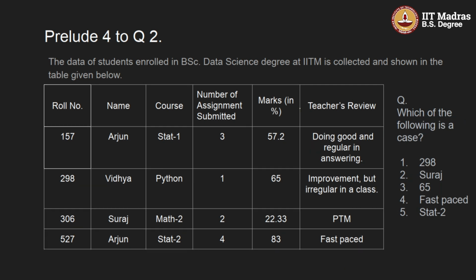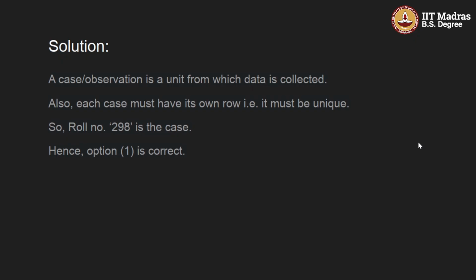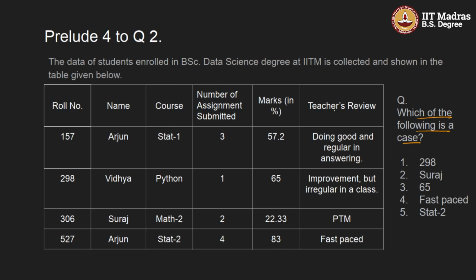Now the next question is, the data is same as before, and the question is, which of the following is a case? Options are 298, Suraj, 65, fast-paced, and SAS2. We know that a case or observation is a unit for which we collect the data, and each case must have its own row and it should be unique. Here we have collected the data for different roll numbers. So these different roll numbers will be our cases or observations. Hence option number 1, 298, will be correct.